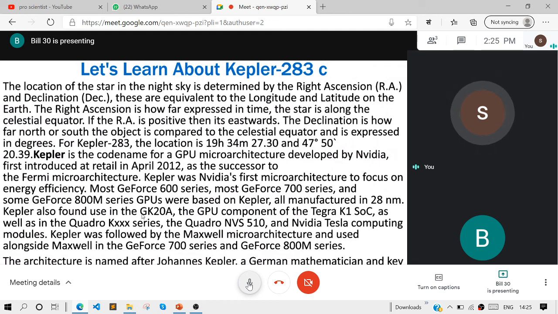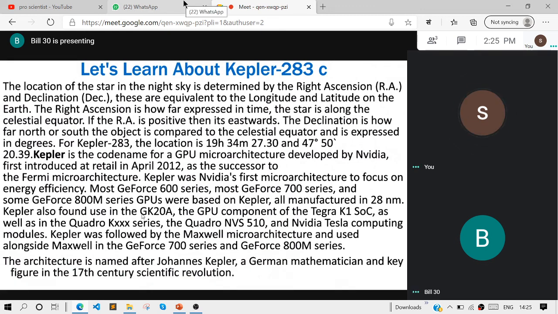The right ascension is how far, expressed in time, the star is along the celestial equator. If the RA is positive, then it's eastwards. The declination is how far north or south the object is compared to the celestial equator, and is expressed in degrees.